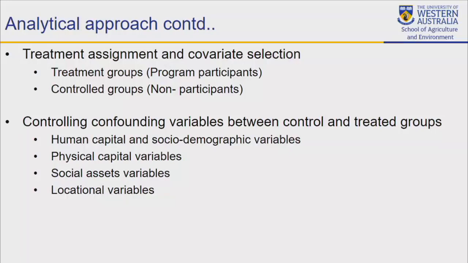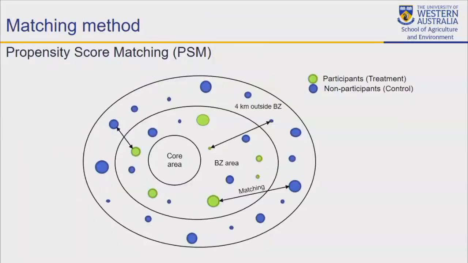We'll determine these control groups using a matching method. Controlling confounding baseline characteristics is important to isolate the impact of the intervention. Controlling confounding variables between control and treated groups involves controlling variables like human capital and socio-demographic variables, physical capital variables, social asset variables, and locational variables. So we will use propensity score matching to carry out this study. With the help of PSM, we will construct a statistically determined comparison group with similar characteristics to the treatment group, the only difference being the program participation.